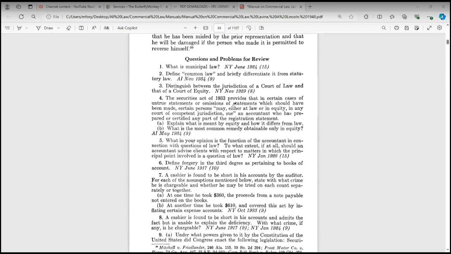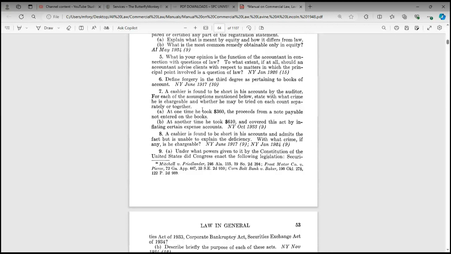I swear, these are things that you can copy and paste and ask ChatGPT if you don't want to find it in the book. Get some understanding and answers for these questions.